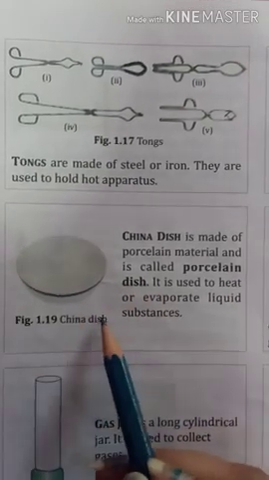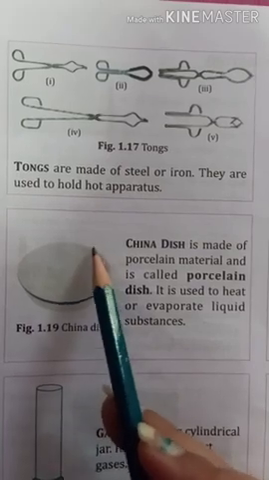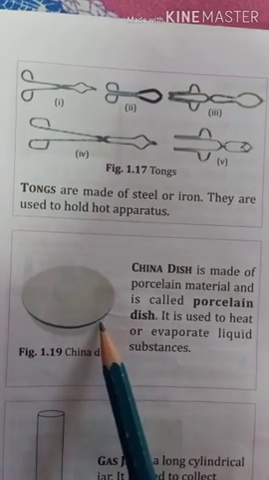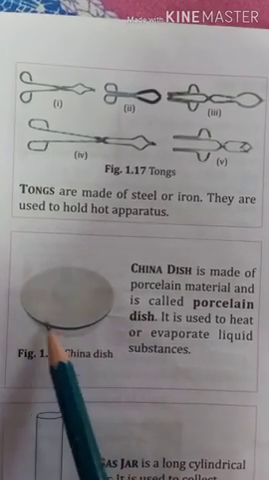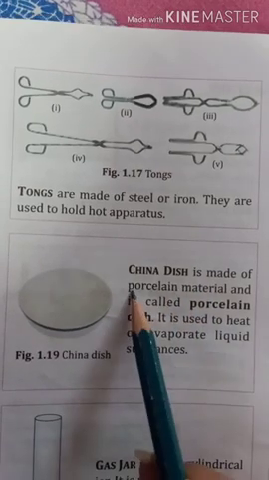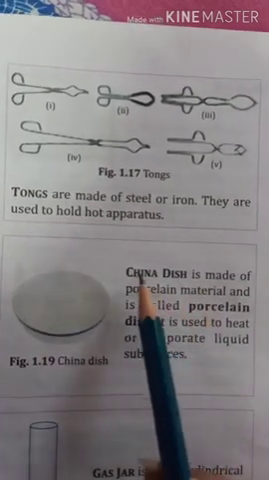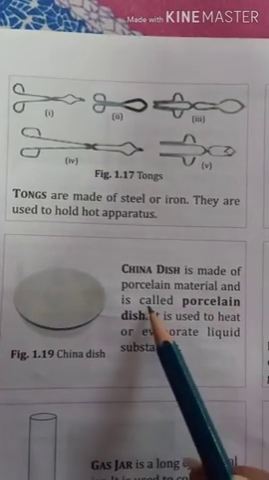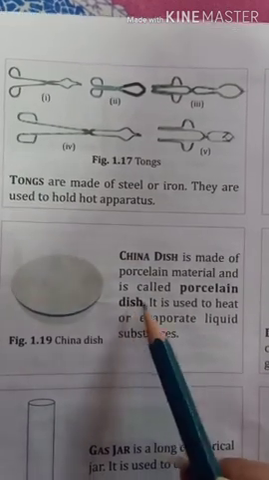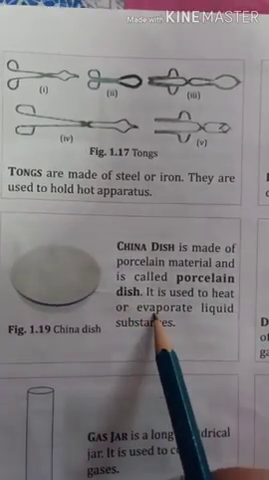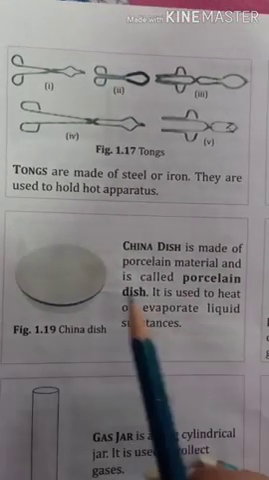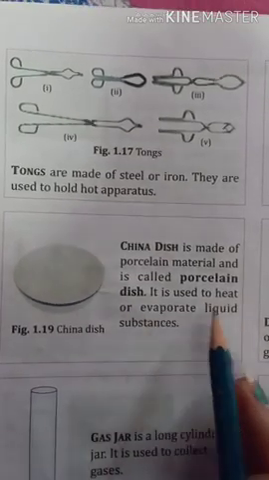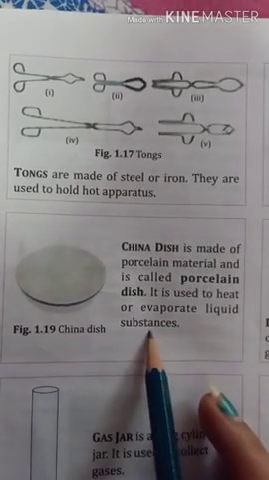Next apparatus is china dish. This china dish is just like a bowl we use to eat food, but the difference is this china dish is made up of porcelain material, and is known as porcelain dish. It is used to heat and evaporate liquid substances. So we will use this china dish to heat or to evaporate liquid substances in the chemistry laboratory.